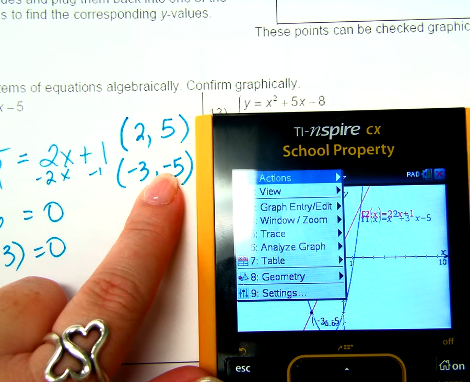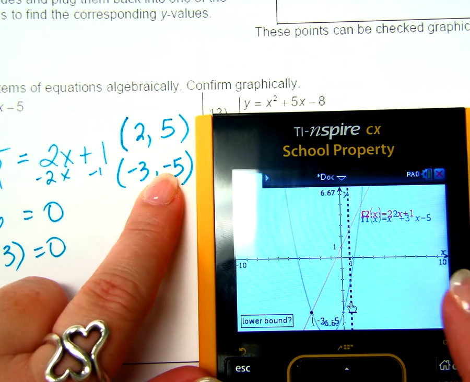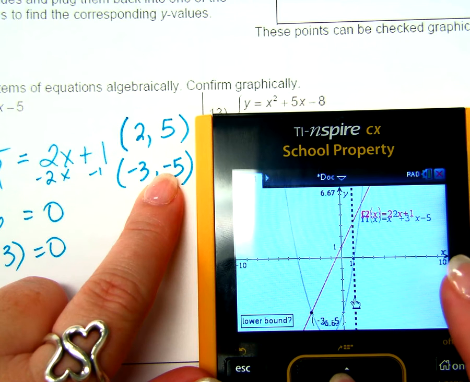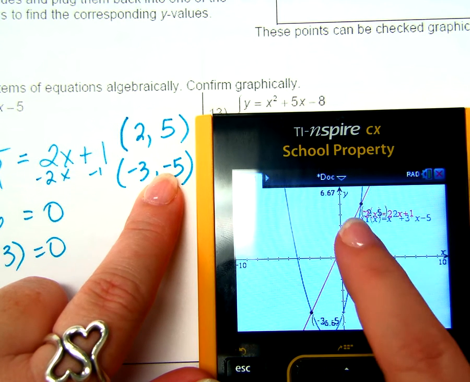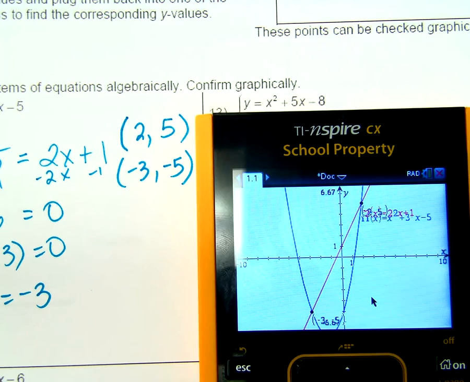Menu, analyze, intersection. Put it on the left-hand side of this intersection and pull it to the right-hand side of the intersection. And there it is. 2, 5. Yes! So they both showed up, right? They both worked, so they're both solutions.